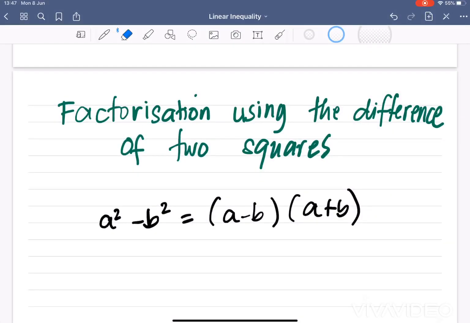Hello everyone, today's video is on factorization using the difference of two squares. Before I proceed with the following examples, let me explain what this topic is all about.